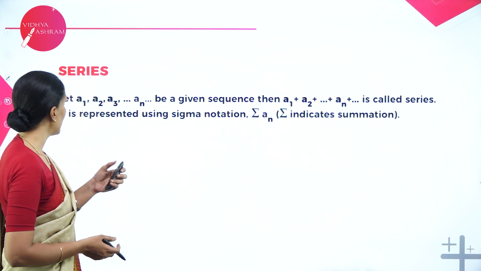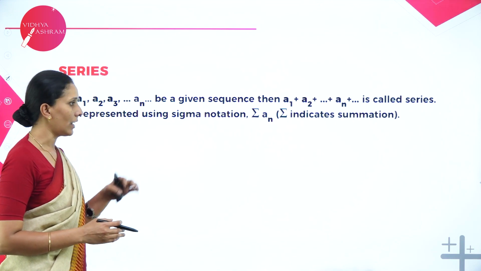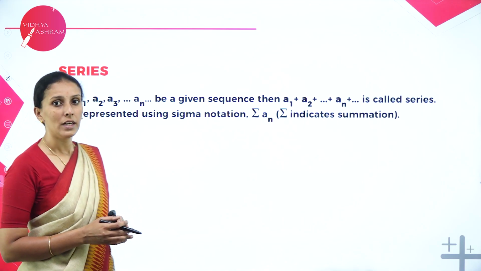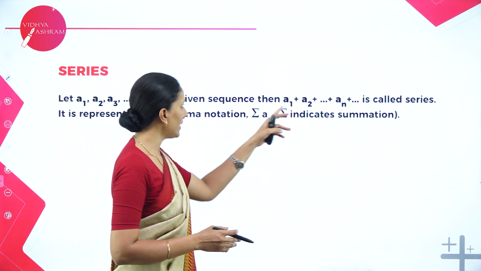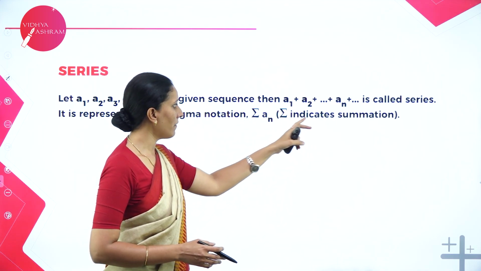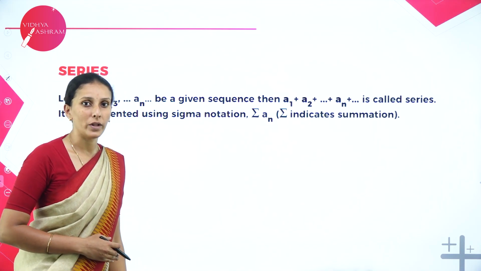Next is the series. Suppose we consider a1, a2, a3, an as a sequence, then the sum of all these terms is called the series. The summation of all these terms is given by summation an. This sigma indicates the summation, which means the sum of all the terms of the sequence.